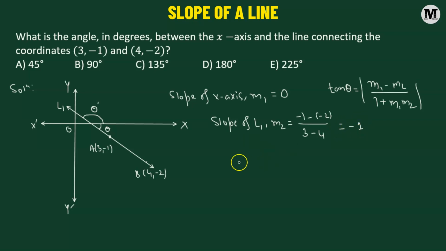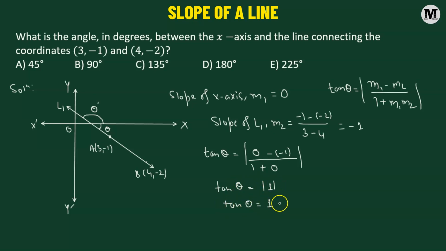Fine. Now the tangent of theta is going to be equal to the absolute value of (m1 minus m2) divided by (1 plus m1 times m2). Now clearly m1 times m2 will be 0 because m1 is 0. So that means we have tangent of theta equals the absolute value of 1, or simply tangent of theta equals 1.